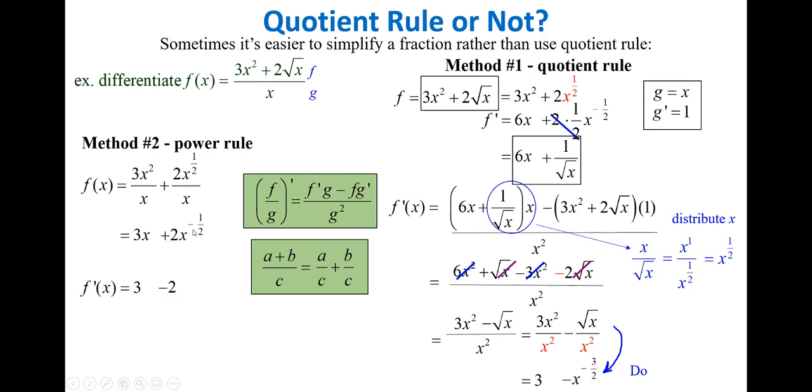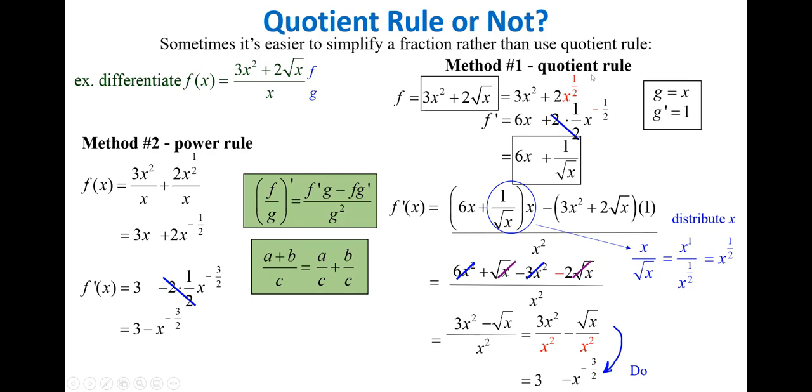Second term, the negative's going to come in front. So it'd be 2 times negative 1/2 times x to the negative 3/2. And then simplifying this becomes 3 minus x to the negative 3/2, which is the same answer that we got here when we used quotient rule. So same answer, but look how few steps this took versus look how many steps this took.